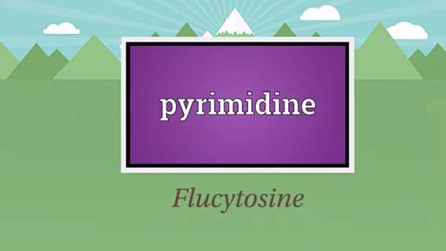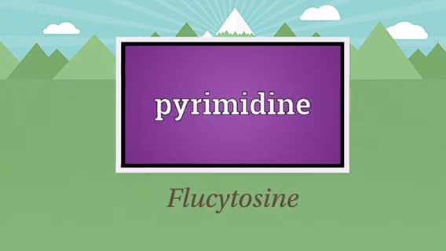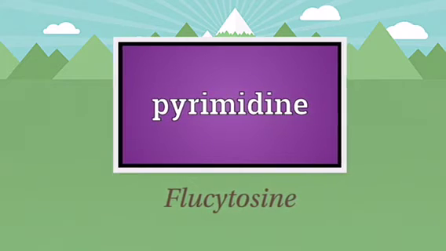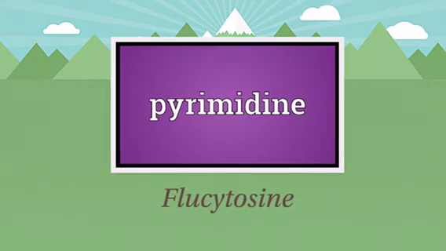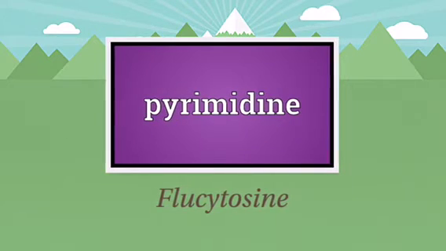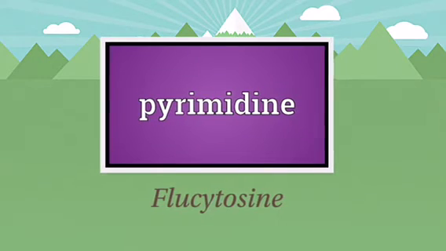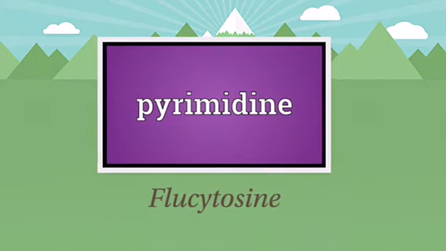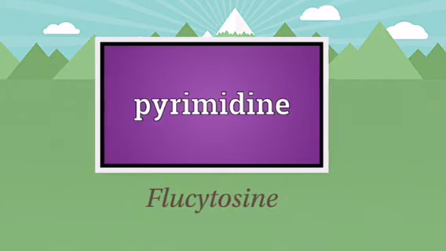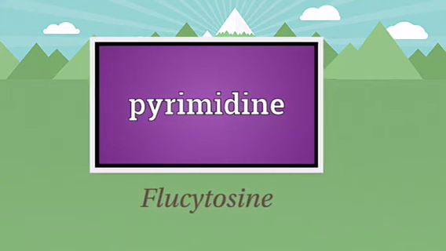Pyrimidine is converted to 5-fluorouracil in the fungal cell and inhibits thymidylate synthase. An example of this is Flucytosine. The adverse effects are liver toxicity, alopecia, and bone marrow suppression.